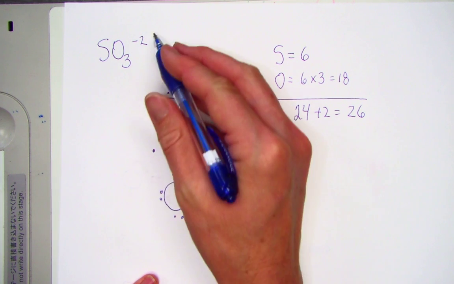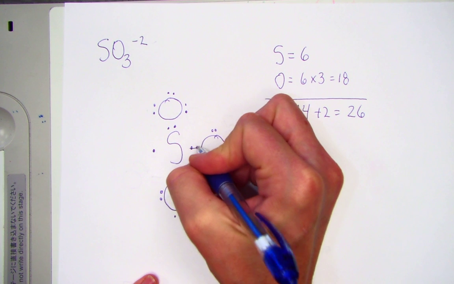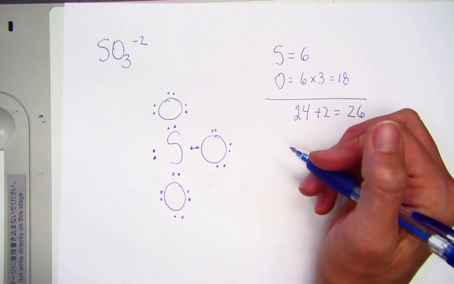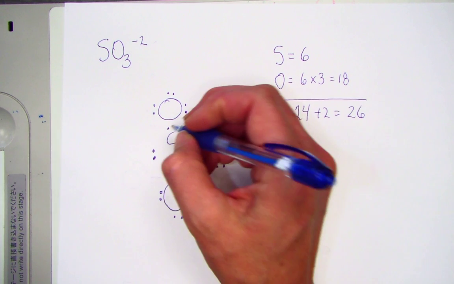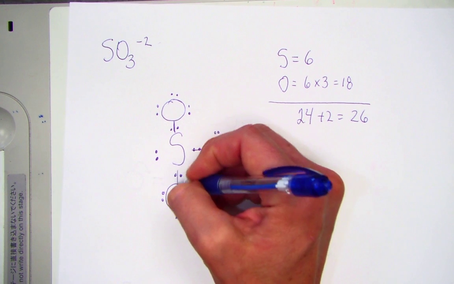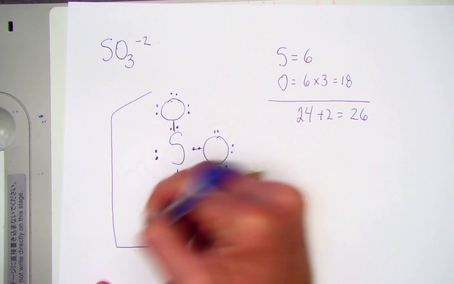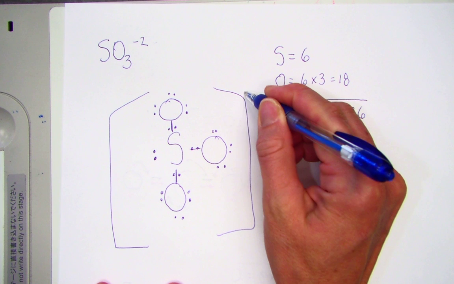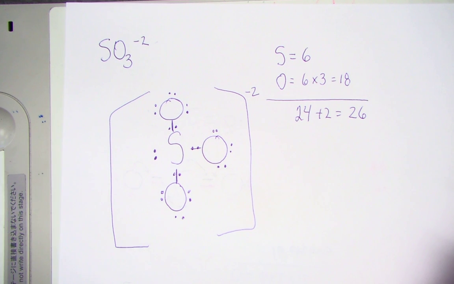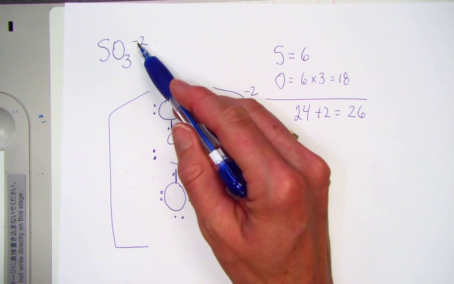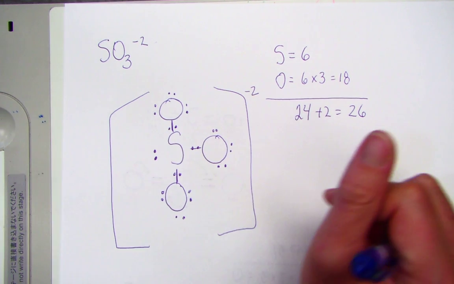Those 2 extra electrons, I can create a lone pair on the sulfur and a single bond in each direction to the oxygen. This is an ion, so you'll see that written in a bracket carrying a minus 2 charge. The sulfite polyatomic ion has 2 extra electrons based on the charge, minus 2.